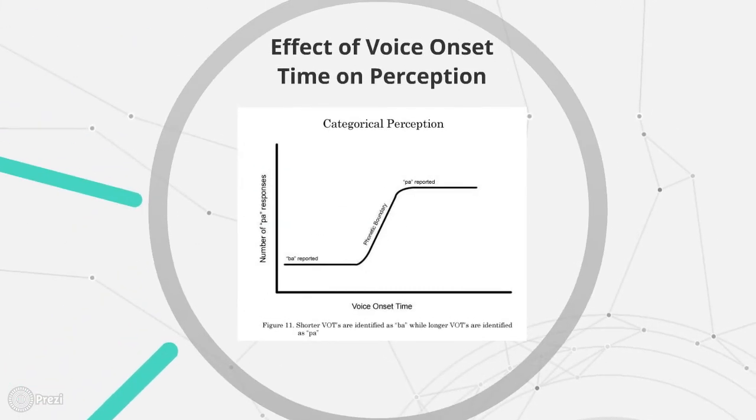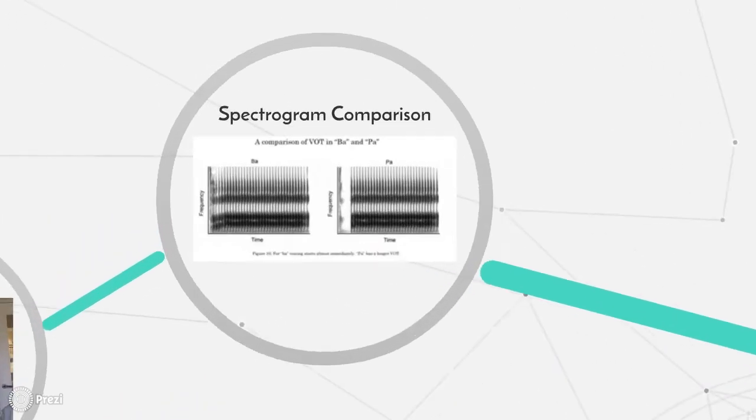Continuing to look at the differences between pa and ba, it is seen here how voice onset time affects the differential perception of the two consonants. At a certain point, a phonetic boundary occurs, and the voice onset time becomes delayed enough that listeners stop perceiving the phoneme B and begin perceiving the phoneme P.